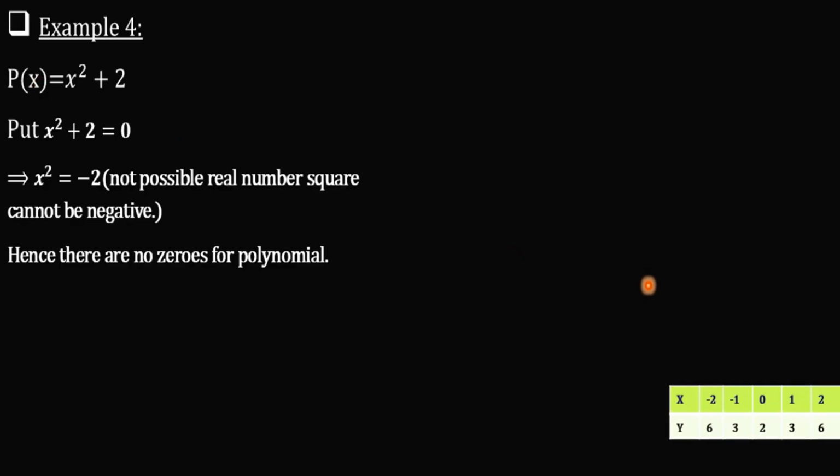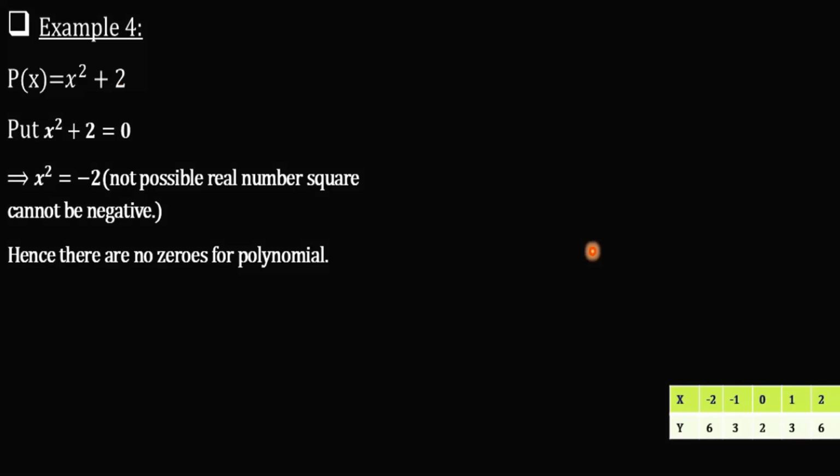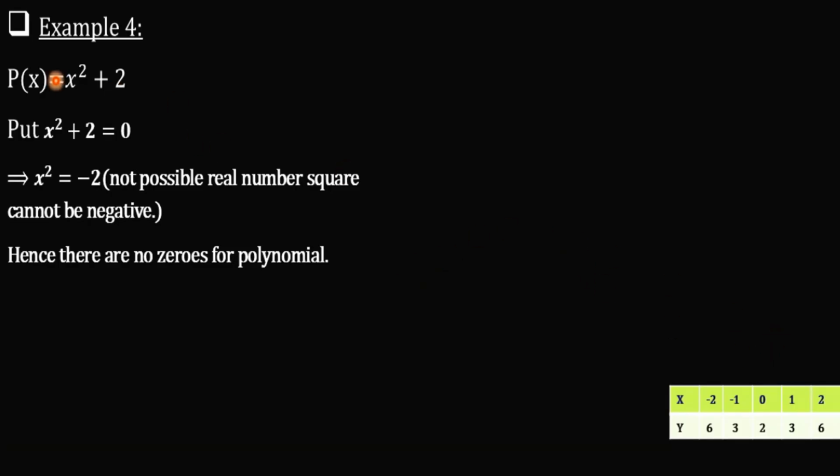P of x equal to: at x equal to -2, y is 6, that is -2 square plus 2, that is 6. At -1, that is 1 plus 2, that is 3. x equal to 0 means 2. x equal to 1 means 3. And x equal to 2 is 2 square 4, 4 plus 2, 6.